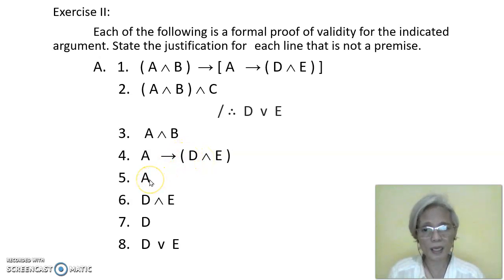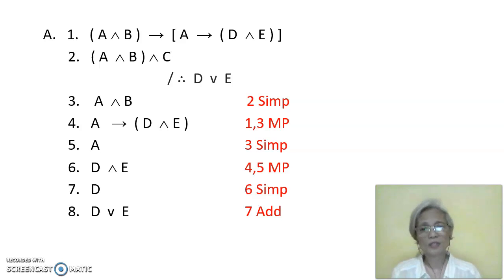And then again, A is here. This is a conjunction, and therefore by applying simplification, we can have A. And again, A is P in this expression, where D and E is our Q. So you have P implies Q, you have P, therefore Q. Again, by applying simplification to D and E, we will have D, and by addition, we will have D or E. So that's the answer.